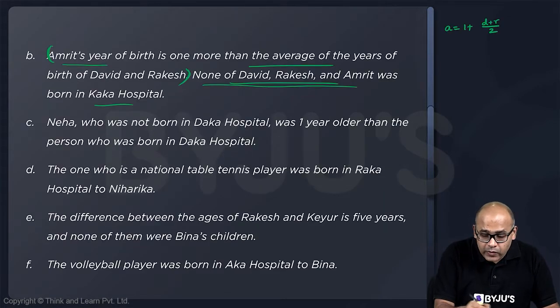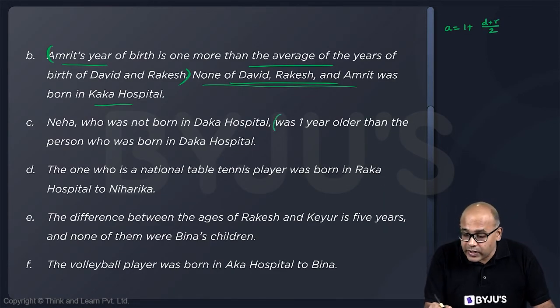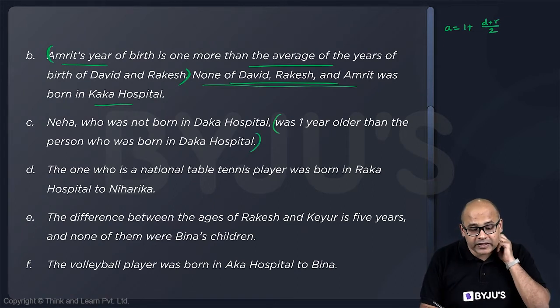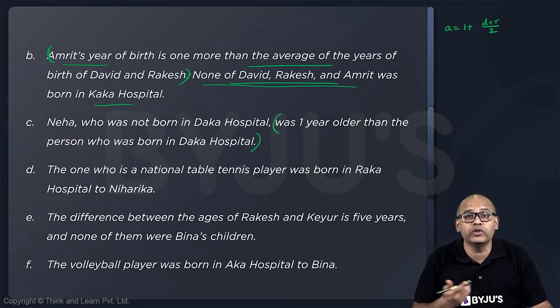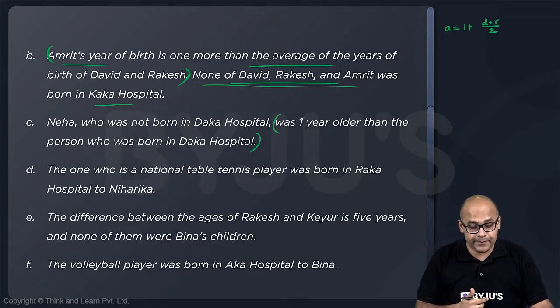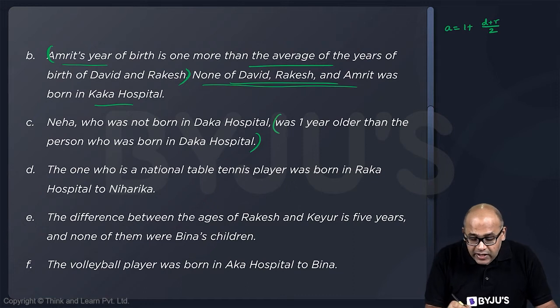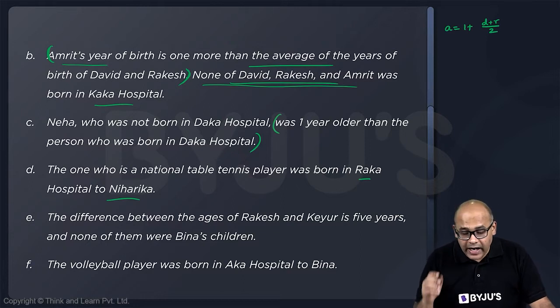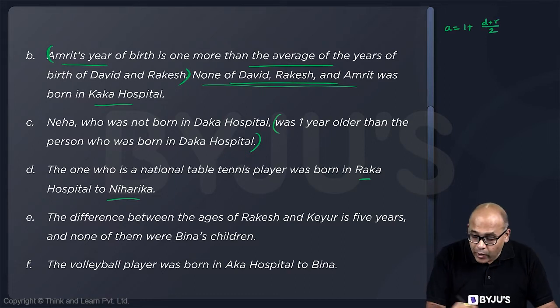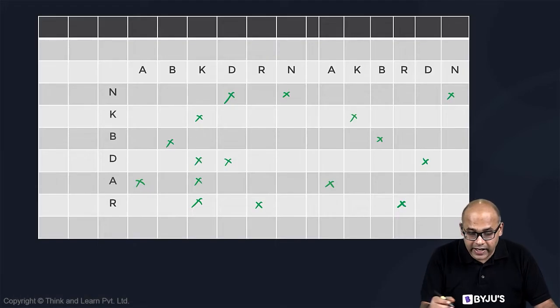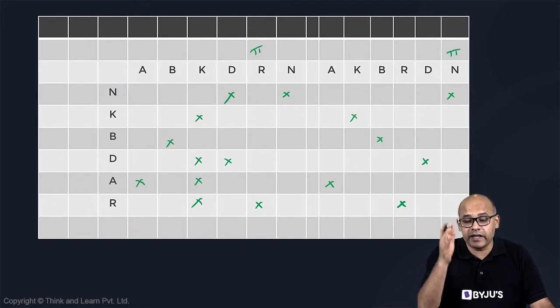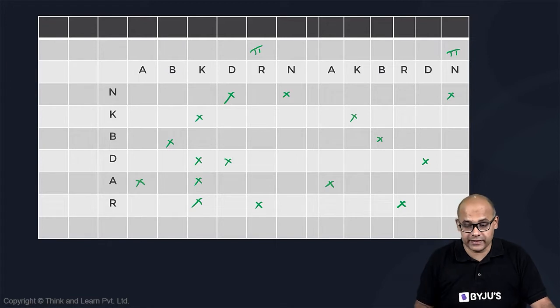Right? So Neha, who was not born in Dhaka Hospital, was 1 year older than the person who was born in Dhaka Hospital. So now we don't know who's in Dhaka Hospital, but once we know that, we can find Neha is 1 year older or vice versa. The person who is a national table tennis player was born in Raka Hospital to Niharika. So Niharika's child is a table tennis player and born in Raka Hospital. So Raka and Niharika. So Raka is table tennis, Niharika is table tennis. Okay, so the vertical columns for R and N should be table tennis.